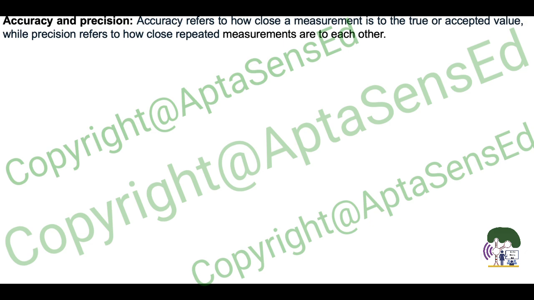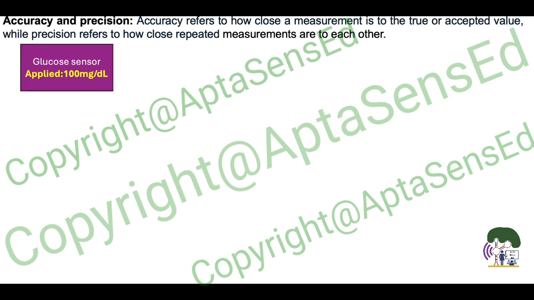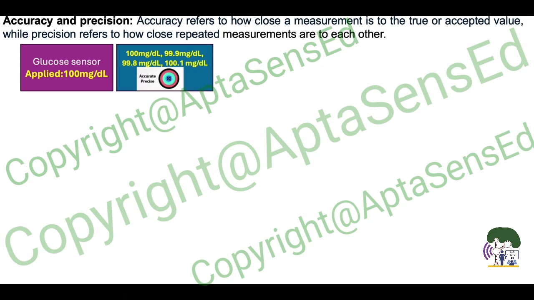For example, just imagine you have a glucose biosensor and you have applied glucose of 100 mg per deciliter concentration. This biosensor shows you four different values. You applied the same concentration of 100 mg per deciliter four times. It showed you 100 mg per deciliter, 99.9 mg per deciliter, 99.8 mg per deciliter, and 100.1 mg per deciliter.